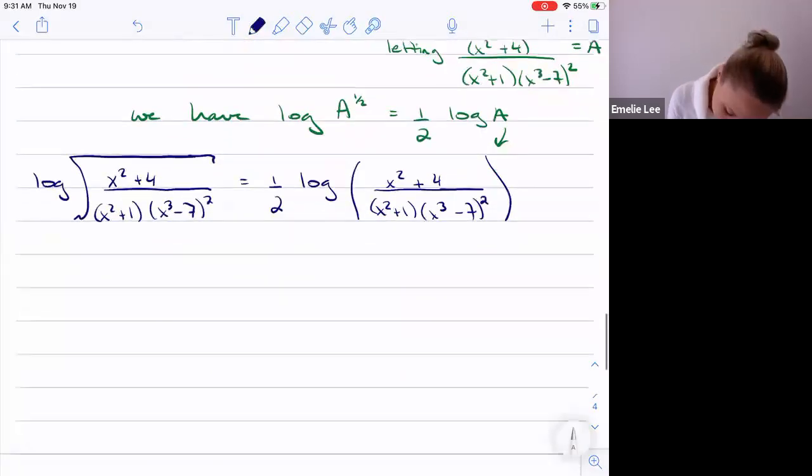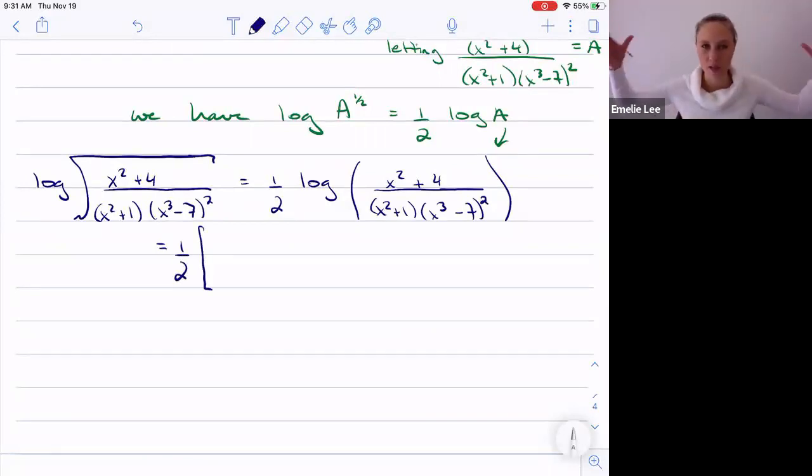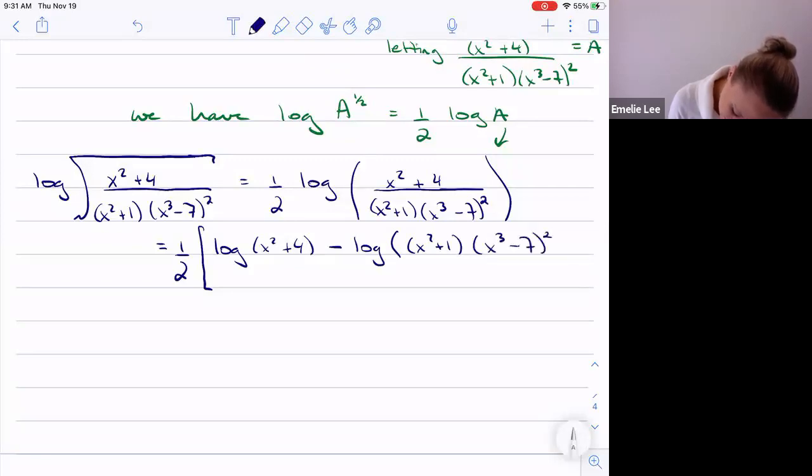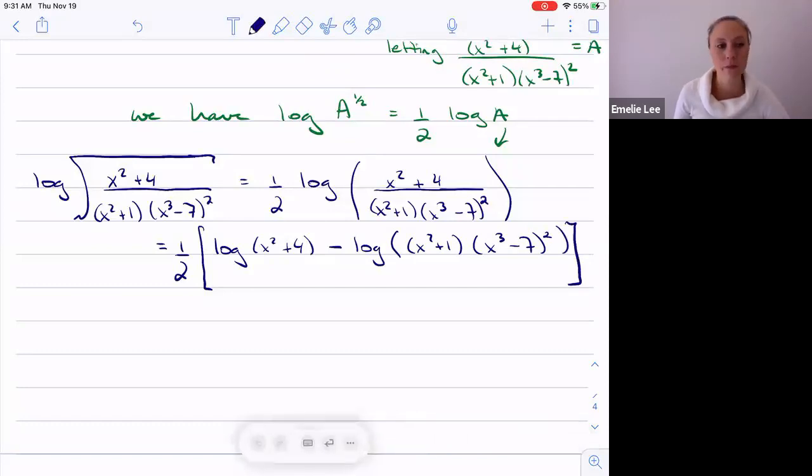So this becomes, and I'm gonna scoot it over, 1/2 square brackets, just because the 1/2 is outside of everything. The log of x squared plus 4 minus the log of everything in the denominator of x squared plus 1 times x to the 3 minus 7 squared, and square brackets.